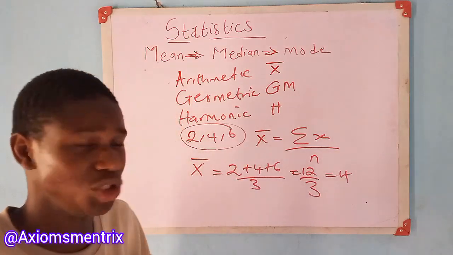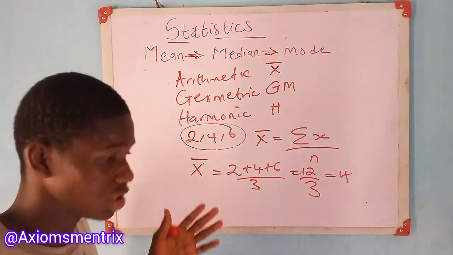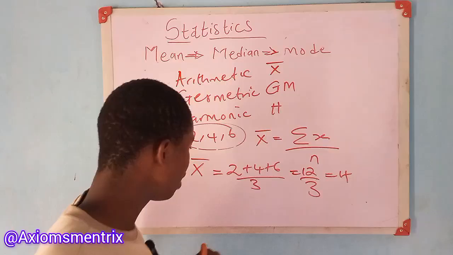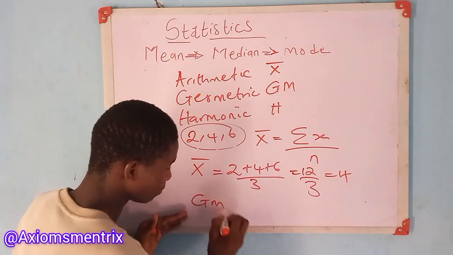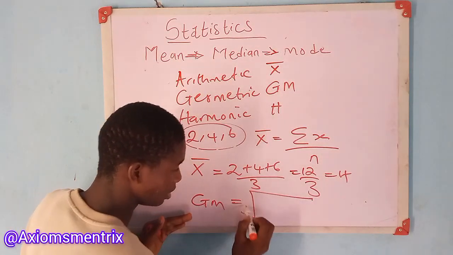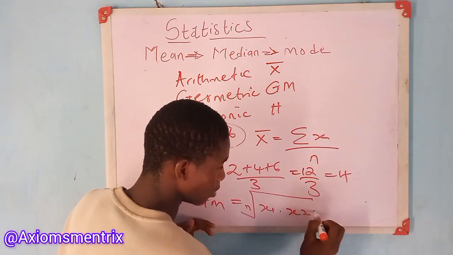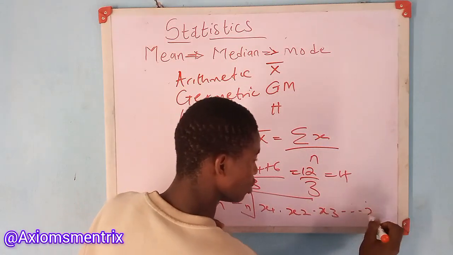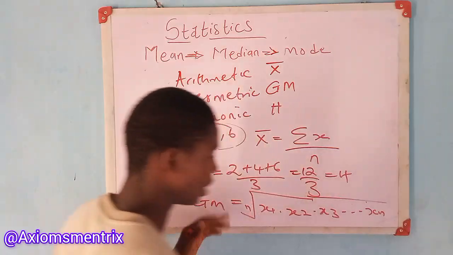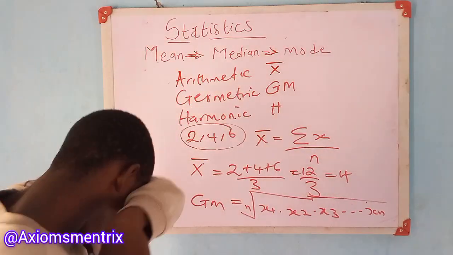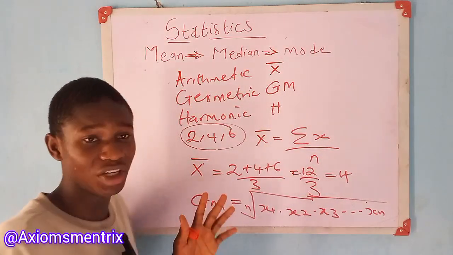Now let's talk about the geometric mean. How do we solve it? The formula for the geometric mean is the nth root of x1 multiplied by x2 multiplied by x3, and so on, for the number of values that you are given. That's that for the geometric mean.